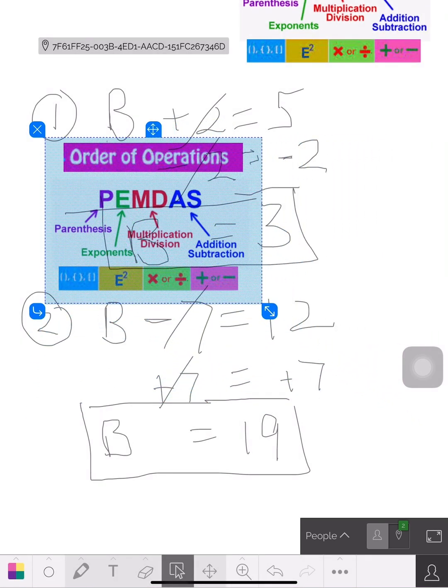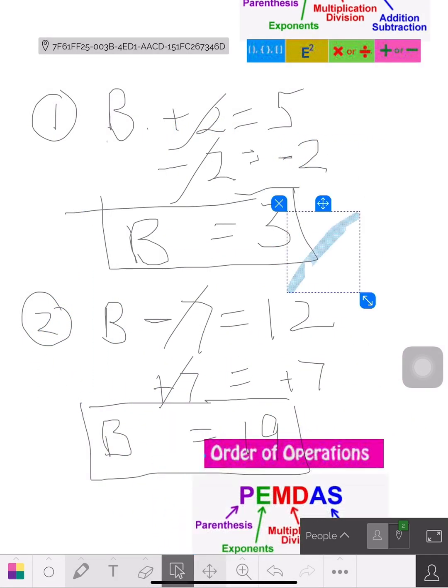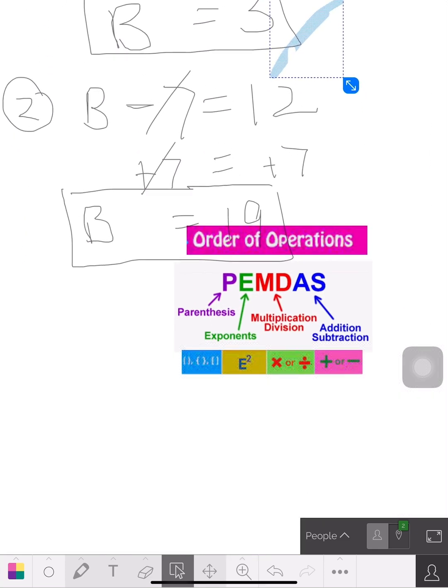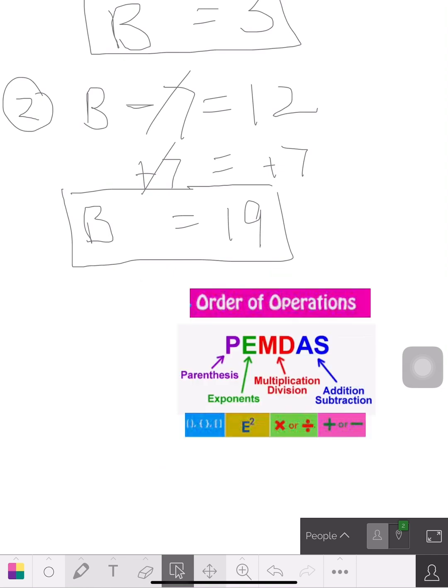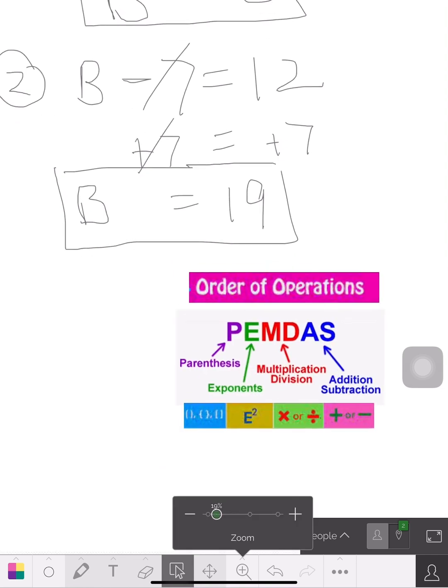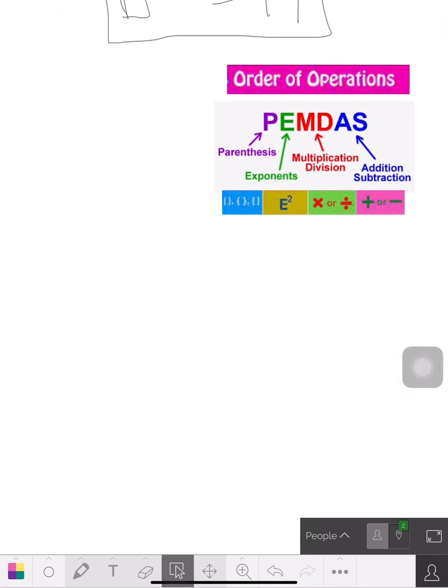Make it a little smaller. Bring it on down. Bring this up. Bring it on down. There we are. We're back. There's your order of operations again. Okay, so that way I don't have to erase the other in case you want to go back and look at it. Okay? So now the next one, we're going to do a multiplication one.